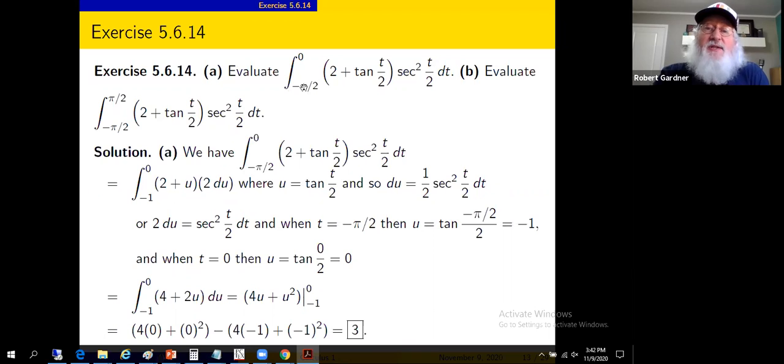In fact, this is suggestive that maybe we can do some doubling up on this second one. It's not an even function nor an odd function, so we can't. We have to deal with these separately. Integral from negative pi halves to 0.